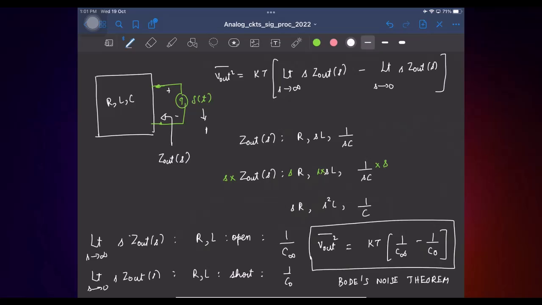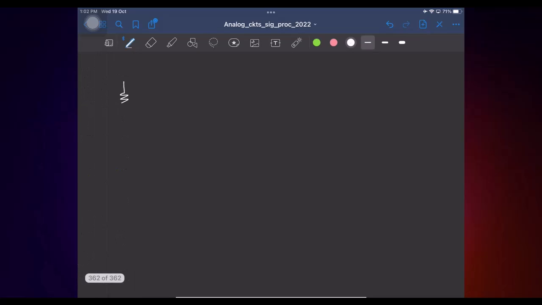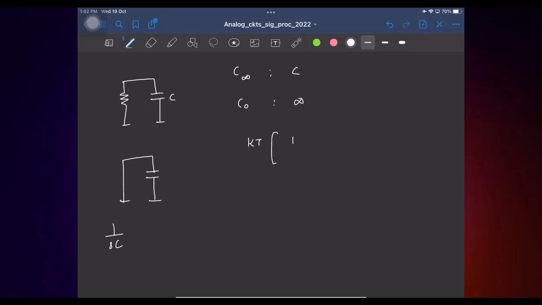So again, let's take the examples we had. We'll start with RC. So what is C infinity? To find C infinity, what do we have to do? I make the resistors open. So this is gone. This is C. And what is C0? I will short the resistance. So I will have this. It is not 0, right? The impedance is 0, which means capacitance is infinity, right? Because 1 by SC is the impedance of the capacitance. This is infinity.